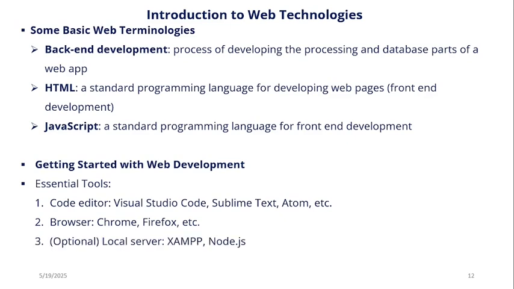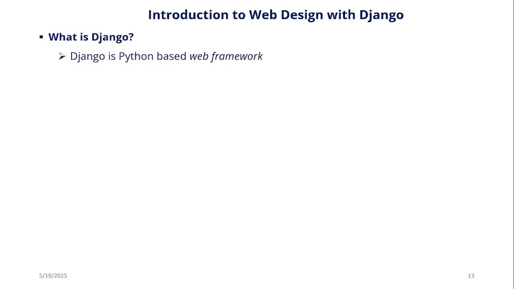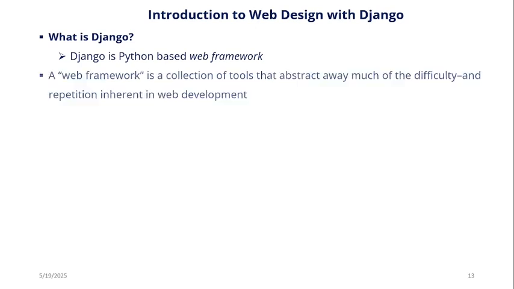Optionally, you can have a local server, XAMPP or Node.js, but we don't need a local server. Since we are doing Django development, there is already a server built into Django, though it is a local server. So, what is Django? Django is a Python based web framework. Before you start learning Django, you must have taken a first course in Python. If you don't know Python programming, don't waste your time learning Django.